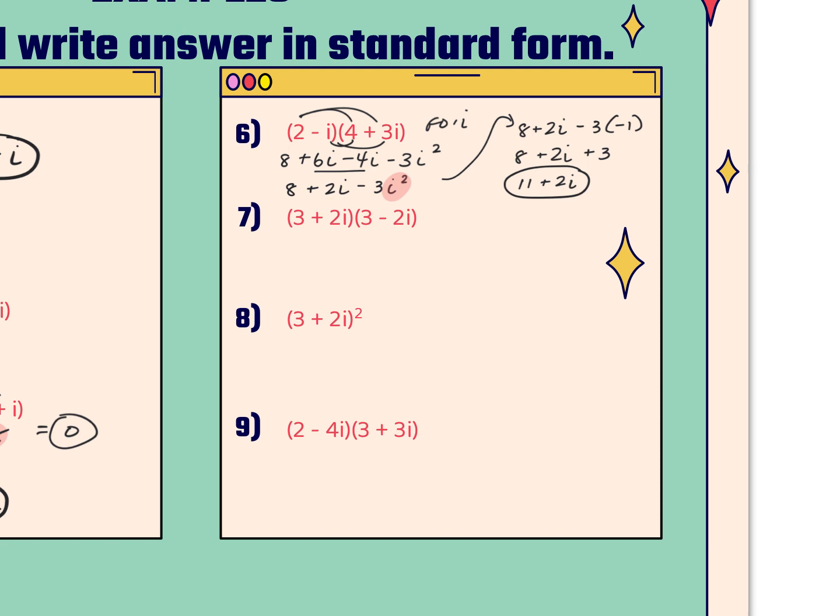So you treat i like a variable the whole way through, but at the end of the problem, if one of your i's is squared, you swap or substitute negative 1 in for i squared.